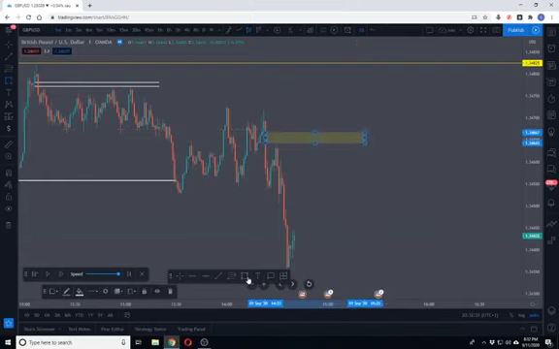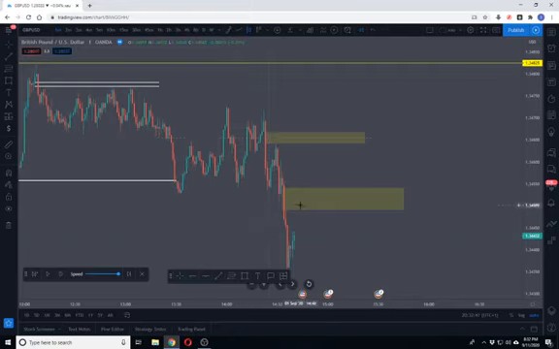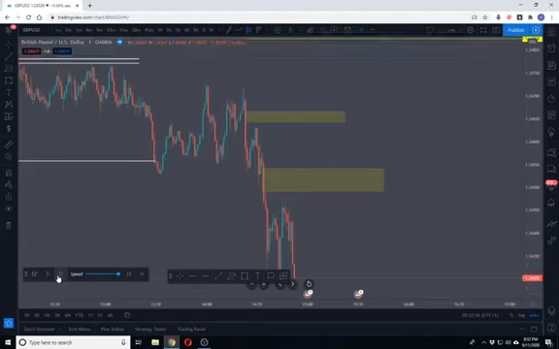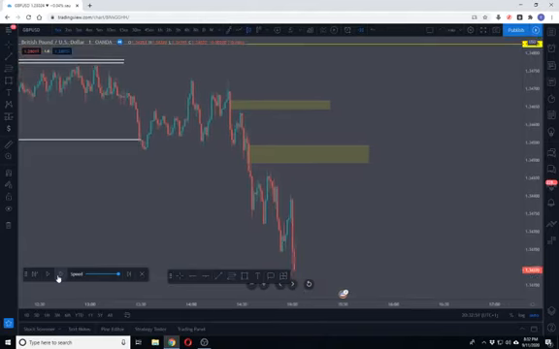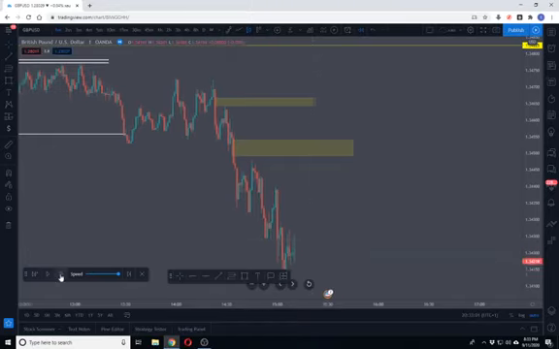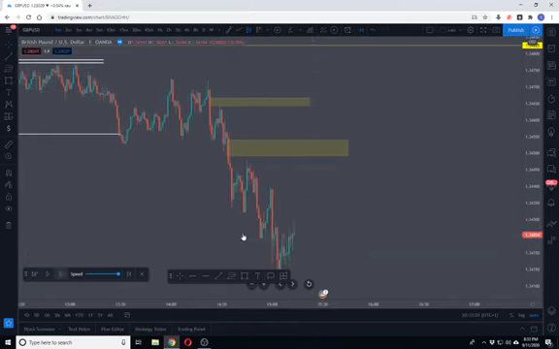Why? Because there's inefficiency or fair value gap or imbalance, whatever you want to call it, and we're looking for the market to come back, fill that, and give us a trade, and you see it just keeps breaking structure. It will probably come back at some point. I just crashed my computer.